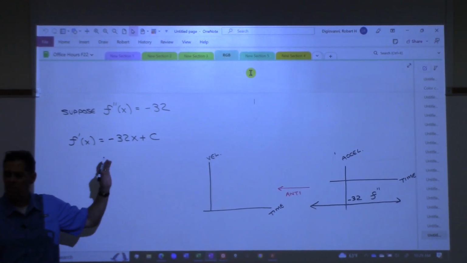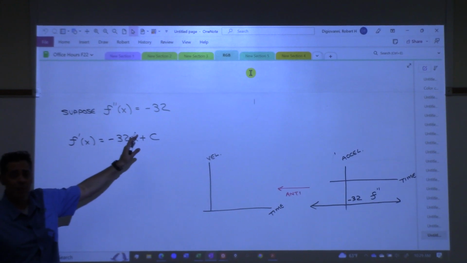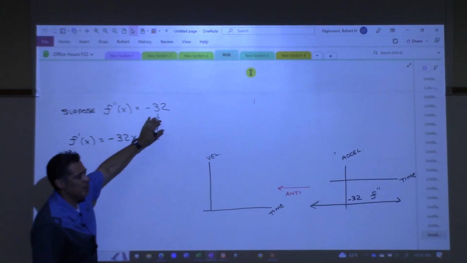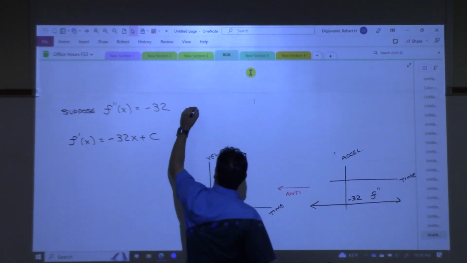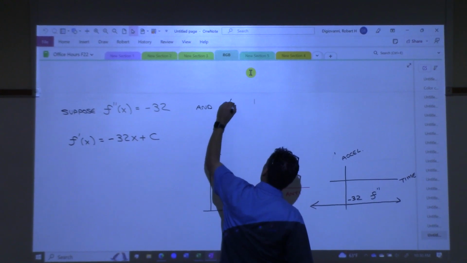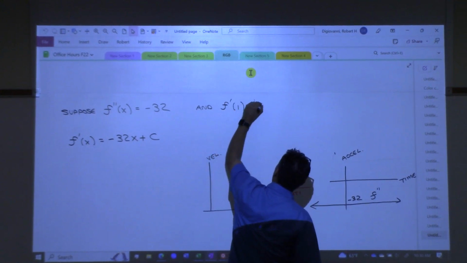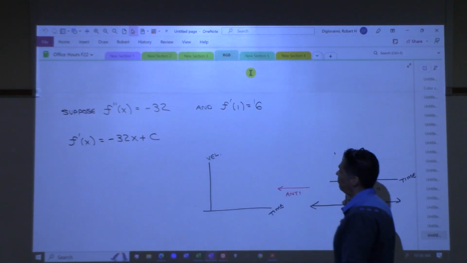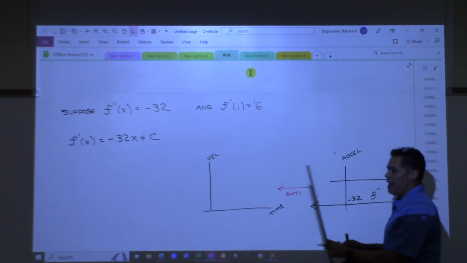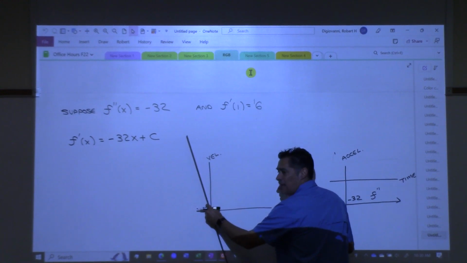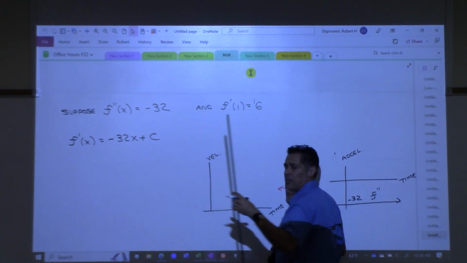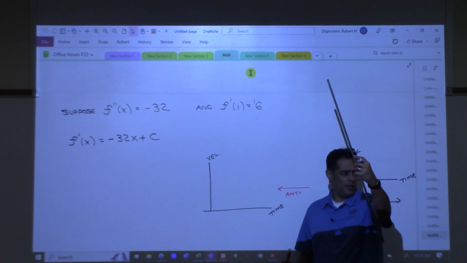So the only way for me to actually tell you what the c is, I have to give you some additional information in the beginning of the problem. So in the beginning of the problem, I say, suppose the second derivative is negative 32. I'm going to add something here. And I tell you that the derivative at 1 is 6. I'm adding this information because right now we know that it looks like a line like this, but we don't know if it's this line or that line or that line. But it has to have that slope of negative 32.